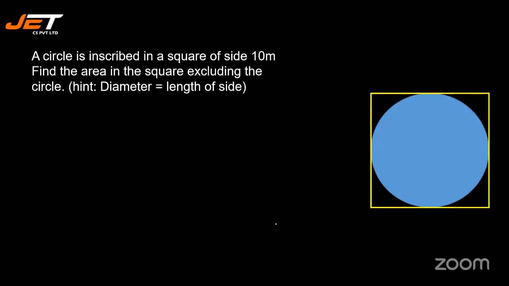Okay, so a circle is inscribed in a square of side. So what is the side of the square? It is 10 meter, isn't it? So find the area of the square excluding the circle. All right. So let us find out the area of the square minus area of the circle.